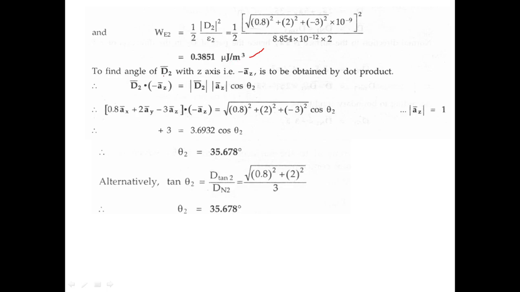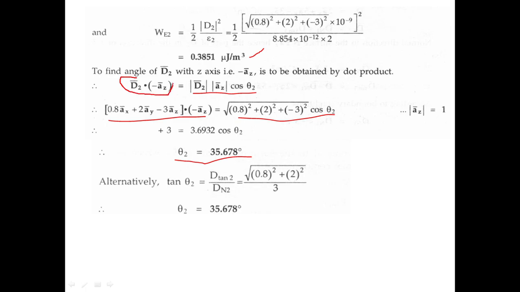So to find the angle of D2 with the Z axis, that is minus AZ cap, it is to be obtained by the dot product. So D2 dot minus AZ is equal to, this is from the definition of dot product, right? So when you solve this one, cos theta 2, you get theta 2 as 35.678 degrees. Why did we do this here?